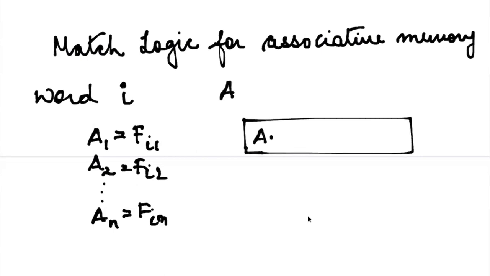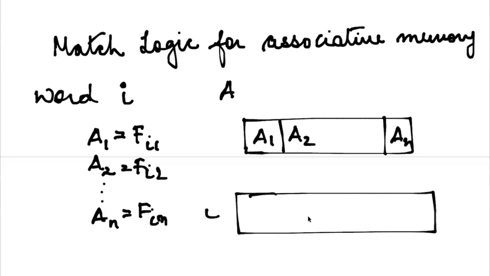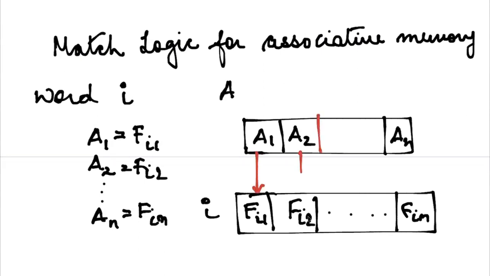So this is my A. So I have A1, A2 up to AN. And say this is my ith word in my associative memory. So these are the flip-flops Fi1, Fi2 up to Fin. So it will match if this is equal to this, and this is equal to this, and all corresponding bits are also matched. Again, I'm not considering the key register immediately. We will take it into consideration later.